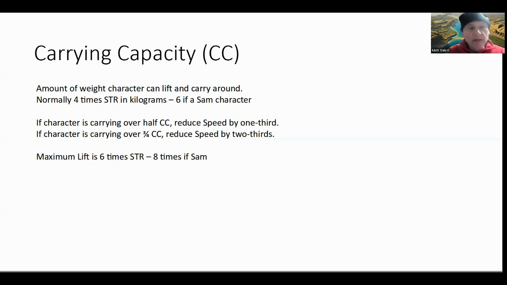The maximum lift, which is related to carrying capacity. Now, this is just the physical amount of weight that the character can lift, like a deadlift situation, not necessarily carry around, just lifting off the ground. It's 6 times their strength, and 8 times if they're a Sam character.